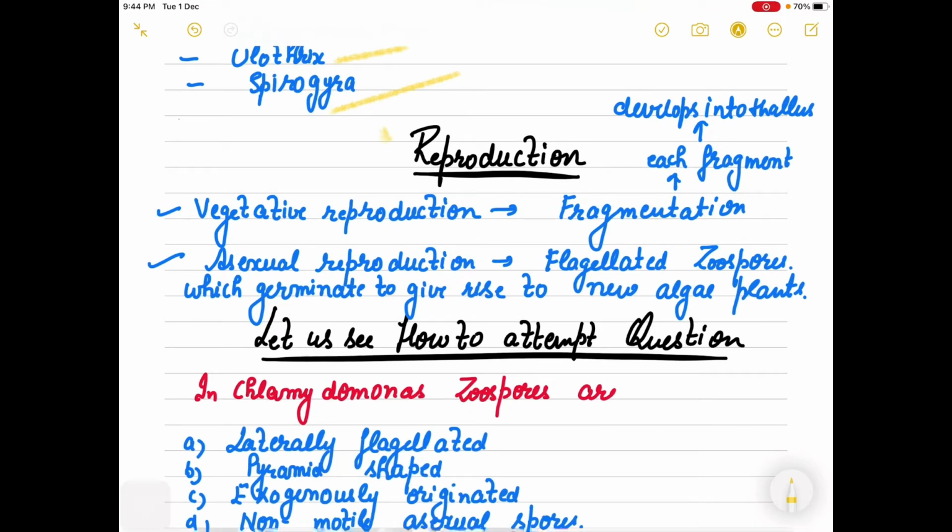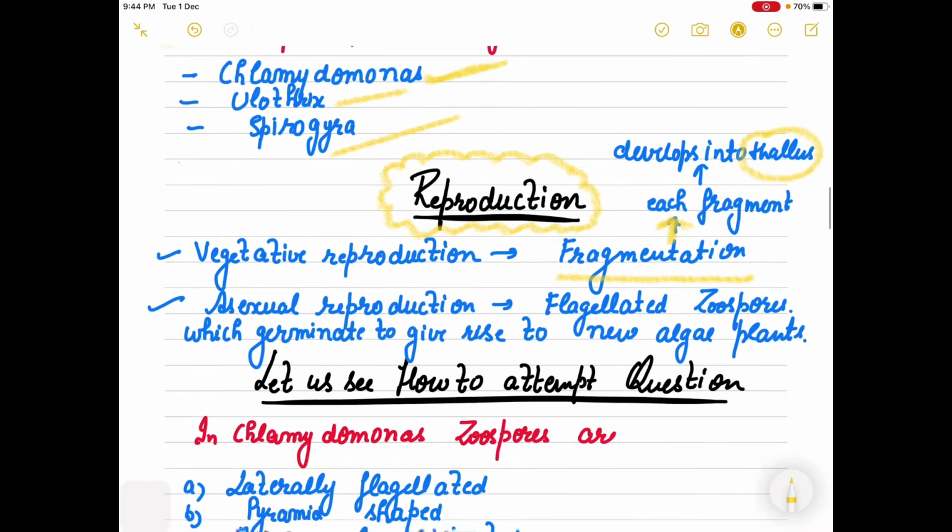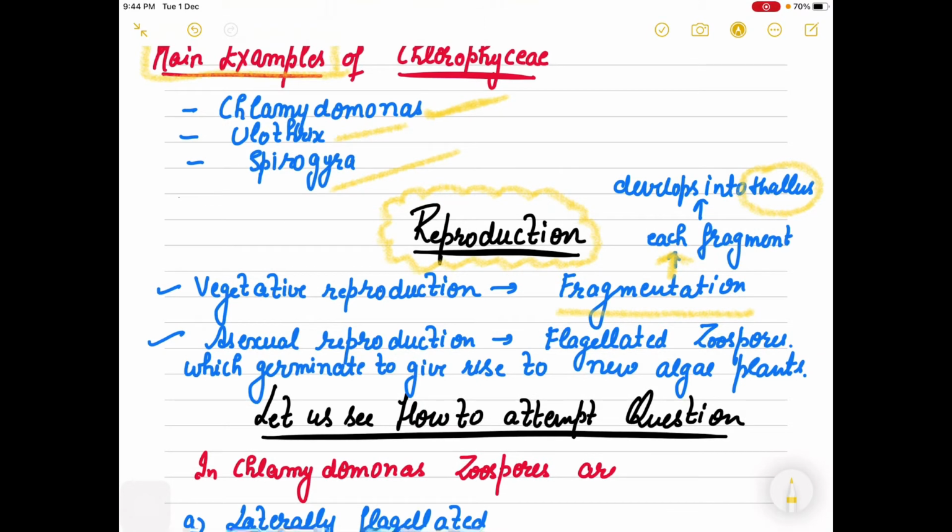Now we are going to move towards reproduction. Vegetative reproduction means it is through fragmentation. In this, each fragment develops into a new thallus body, because these algae are under the group Thallophyta. Thallophyta means they do not have true root, stem and leaves. So when vegetative reproduction happens through fragmentation, each fragment gives rise to a new thallus.